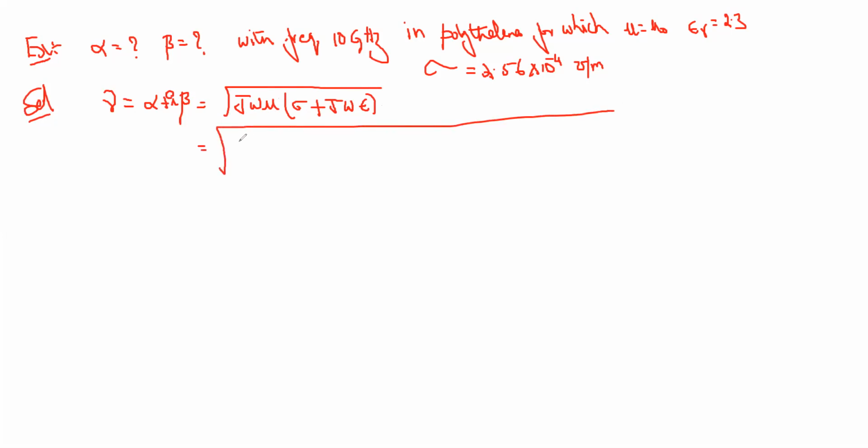So under root of j into omega, that is 2 pi into frequency, 10 gigahertz, into 10 to the power of 9, whole multiplied with sigma, 2.56 into 10 to the power of minus 4, plus j into, again the omega, 2 pi into 10 to the power of 9.